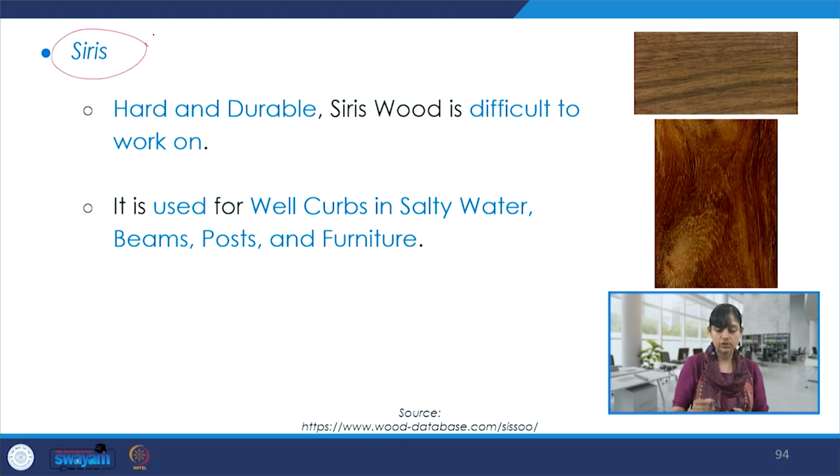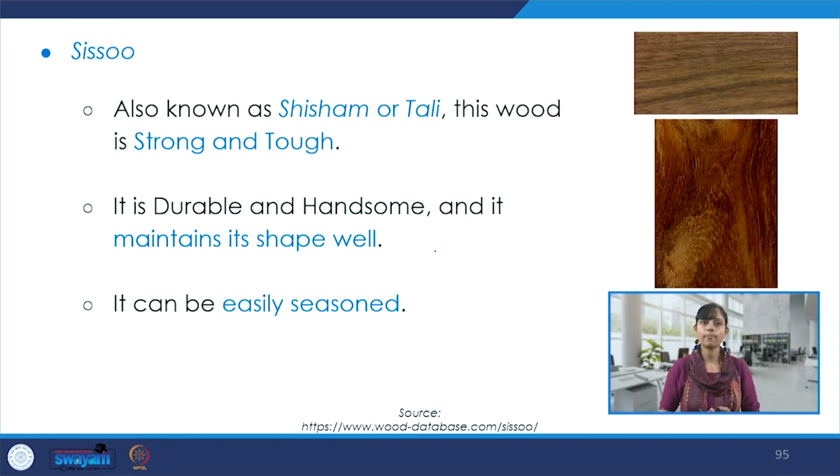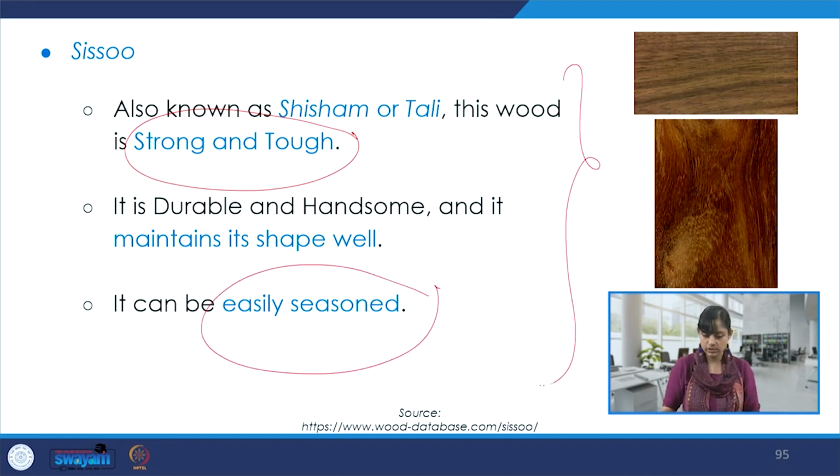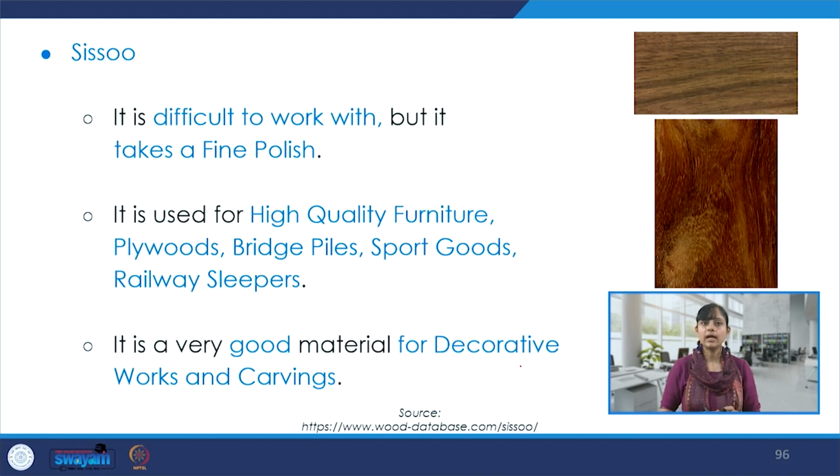There is cerise, which is hard and durable. This is also difficult to work with, and it is used interestingly for furniture. Another one is sisu, which is also known as shisham or tali. It's a strong and tough local wood, indigenous variety, quite handsome, maintains its shape well, easily seasoned. So a lot of advantages actually. And it is difficult to work with, but it takes a fine polish. It is used for high quality furniture. That's an interesting advantage again. It is a very good material for decorative works and carvings as well.